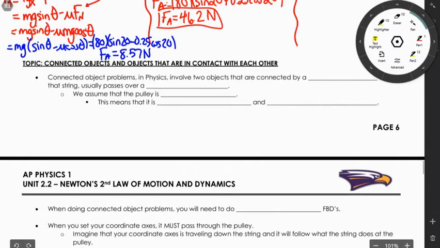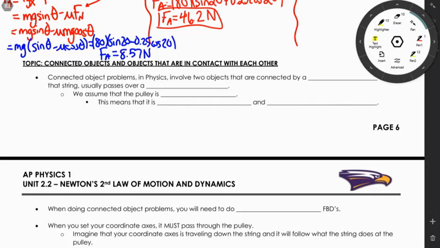All right, so this set of videos is going to focus on when the objects are now connected in some way. So really there's two ways that this happens: they're either going to be physically touching or they're going to be connected by a string going over a pulley.